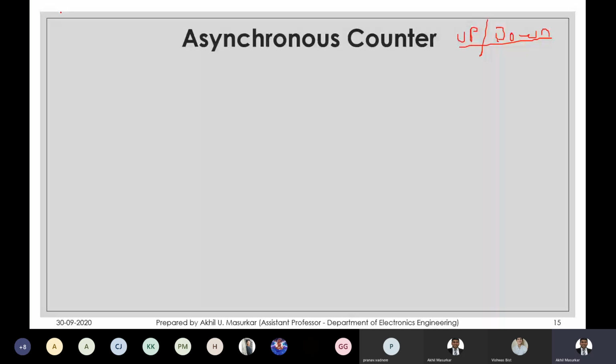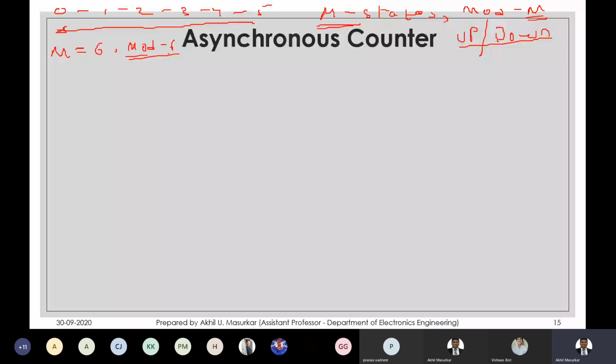So if you are counting 6 states, then 0, 1, 2, 3, 4 or 5. We may have to count backwards also, 5, 4, 3, 2, 1 and 0. A counter which counts m states is called a mod m counter, where m is the number of states. So if m is equal to 6, we say it is a mod 6 counter.